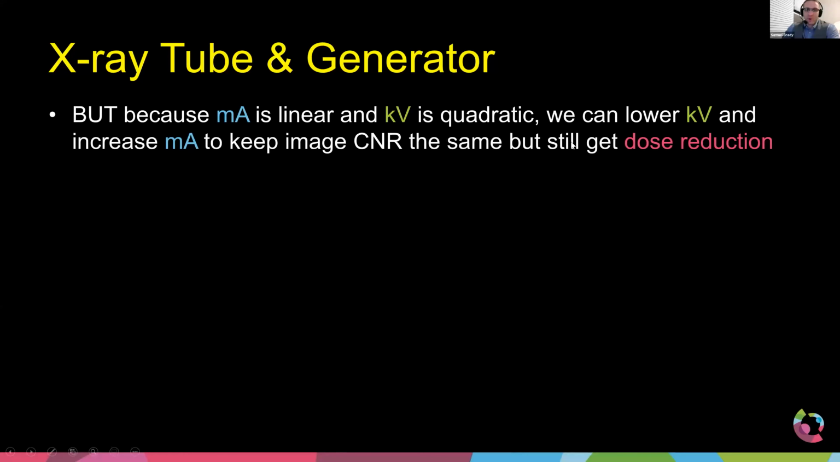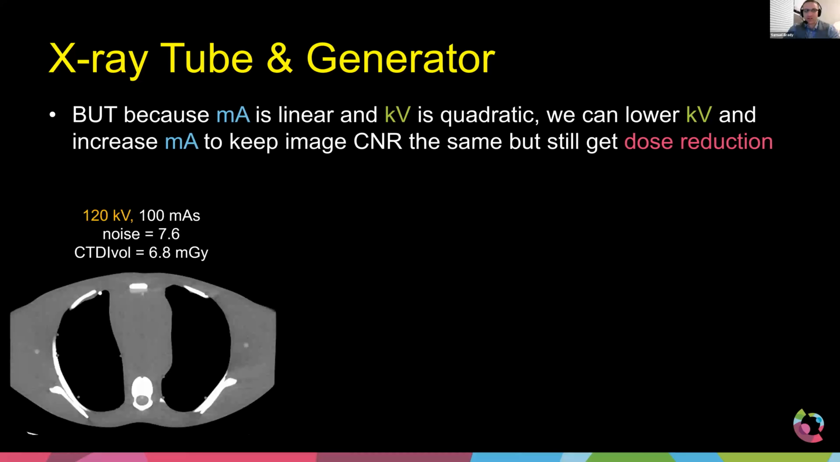So what we can do is take into account the fact that dose changes faster with KV than it does with MA. If my protocol is currently established at 120 KV and the average value is, let's just say, 100 MAS through the body, and I go in and measure the noise content by putting an ROI somewhere in the center of the body, the value is going to be somewhere like 7.6.